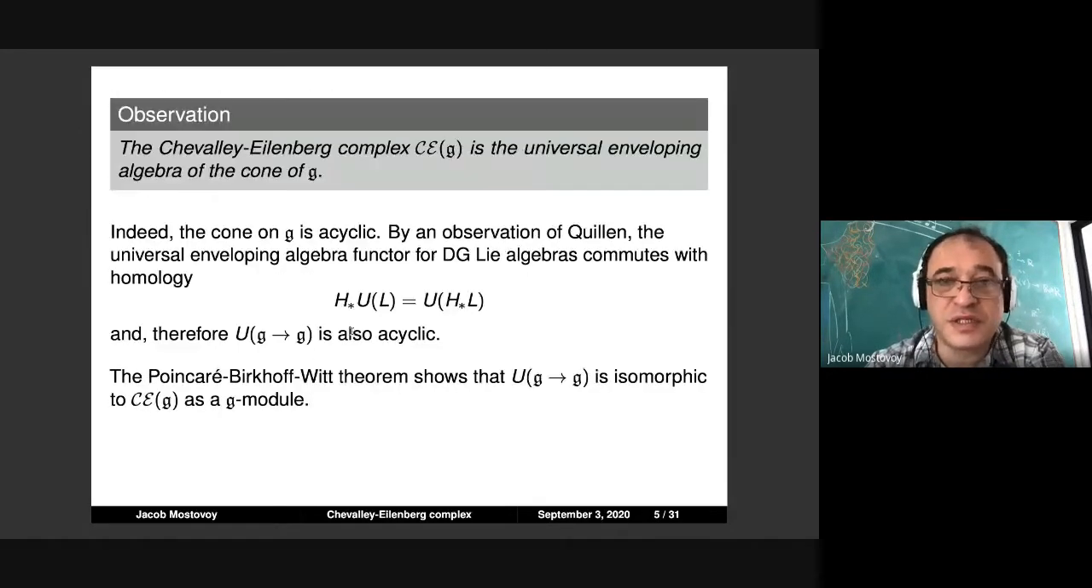So this seems almost trivial, but it's actually quite profound. This is not the way the Chevalley-Eilenberg complex is usually defined in textbooks. But of course, this fact is known to many experts since a long time ago, although finding the first reference for the statement is quite impossible.